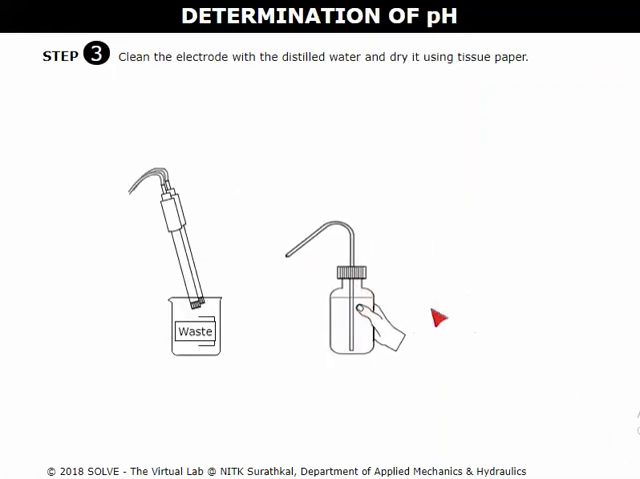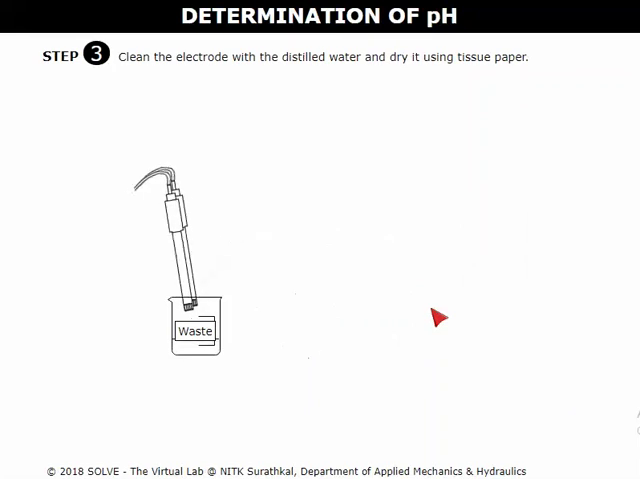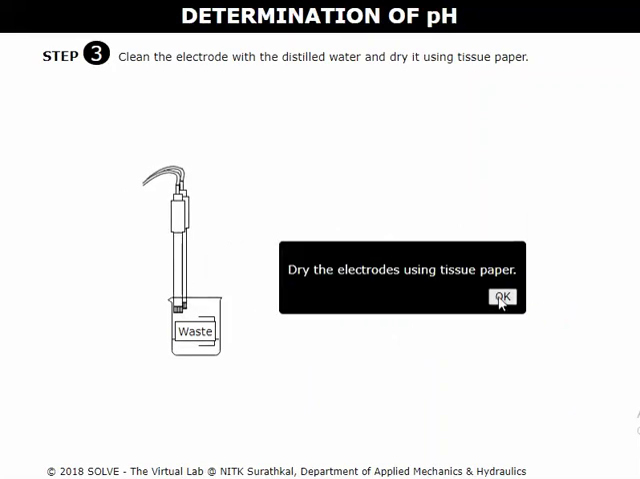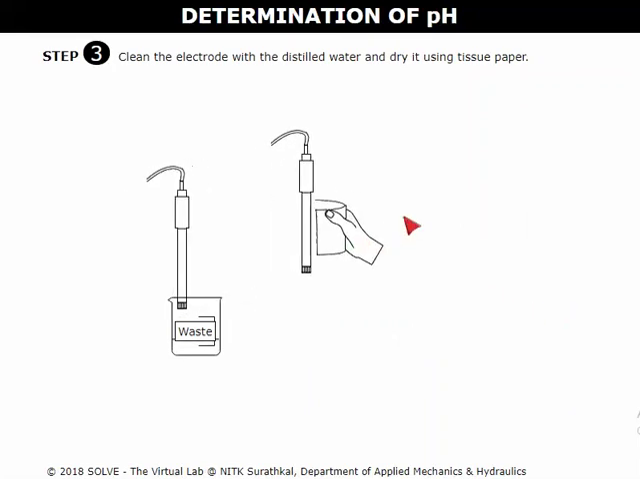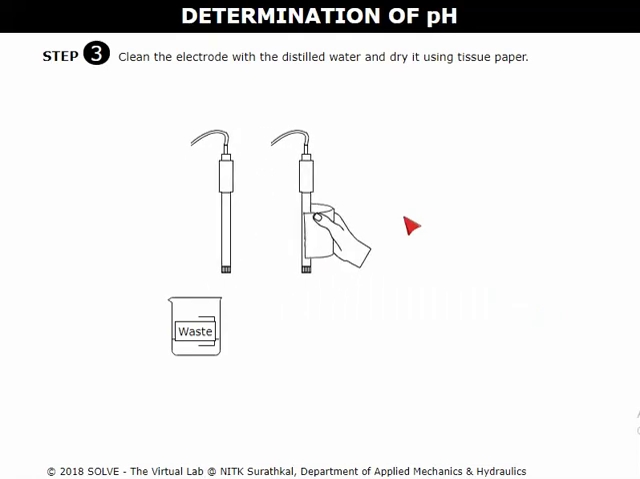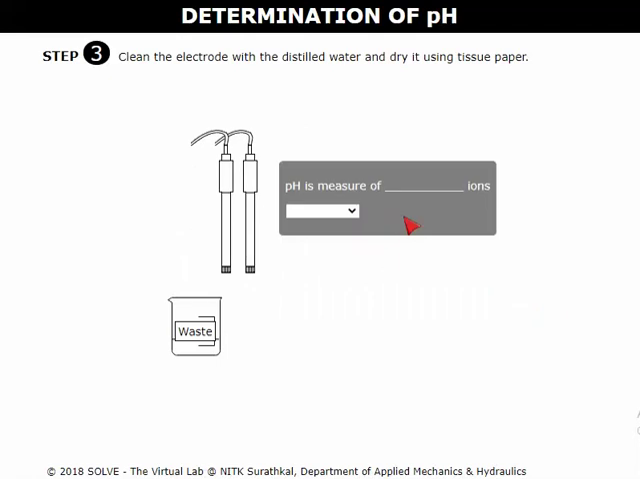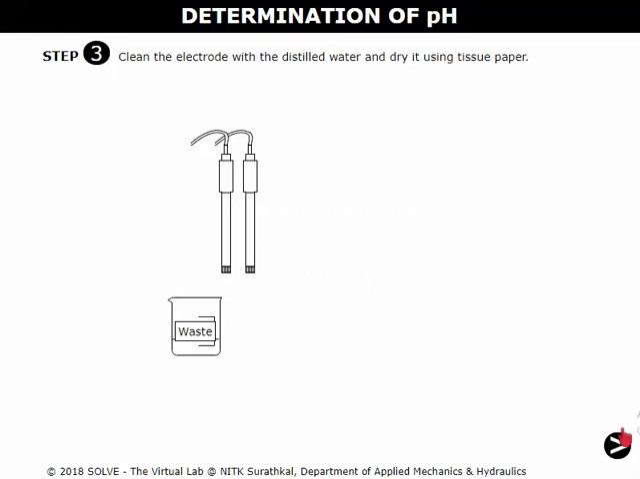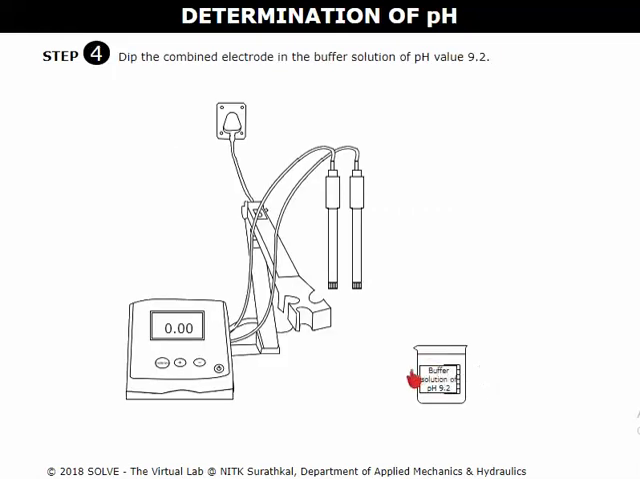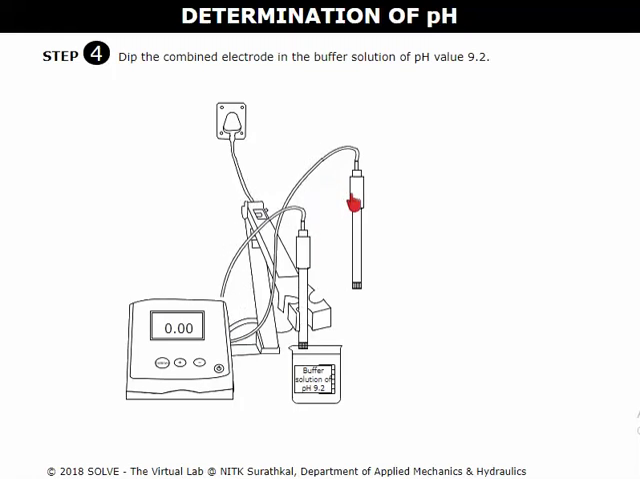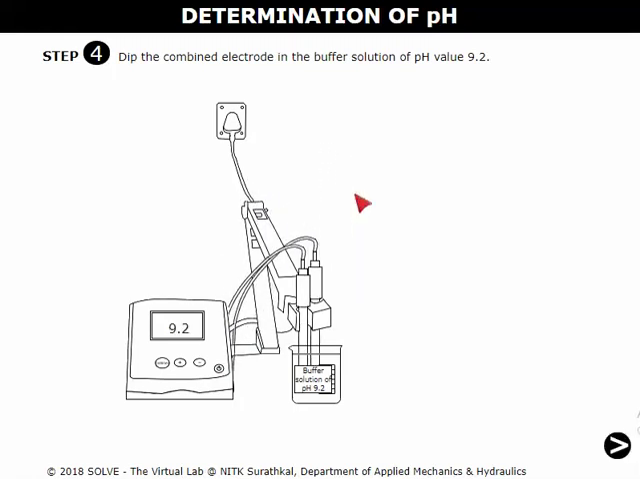Click on the distilled water to clean the electrodes and dry the electrodes using the tissue paper. Click on the correct answer for this pop-up question to proceed to the next step. Click here to place the buffer solution in its position. Click on the electrodes to insert it into the buffer solution.